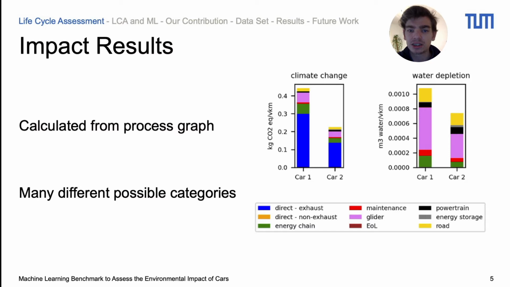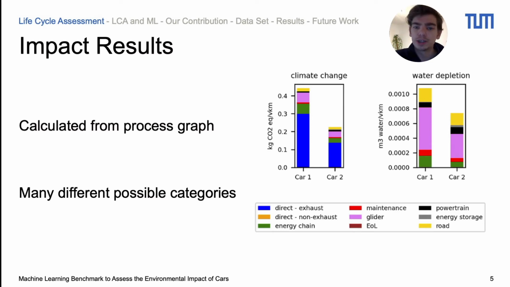If you look at the right-hand side, here you can see an example of how these results would look. For instance, for the impact category climate change, the results are represented in CO2 equivalents. This is done so that you get a single number that is easily comparable. And you can also see here the results for water depletion for two different cars. The impact is further attributed to different parts of the vehicle and the production, such as emissions from direct exhaust or maintenance. And you can see that the attributions vary a lot between different impact categories.